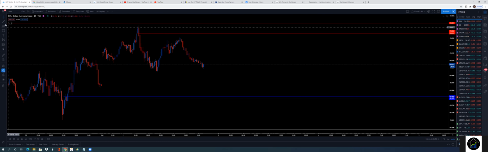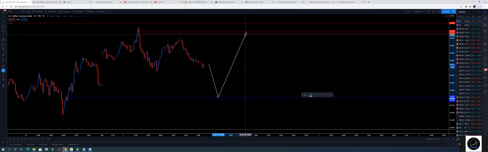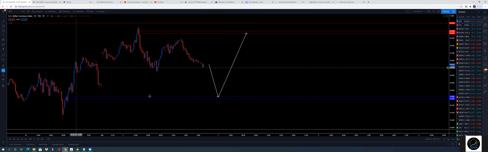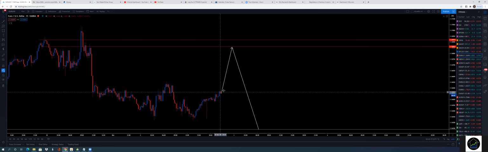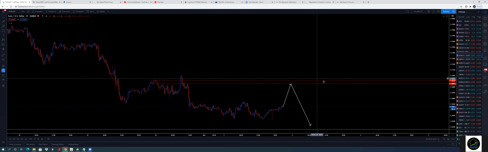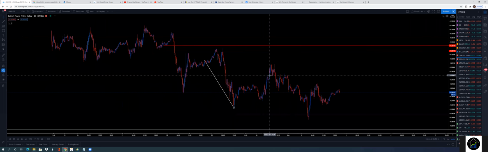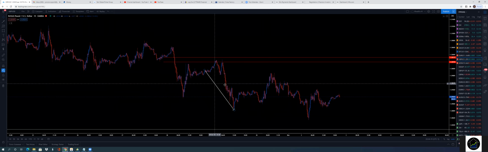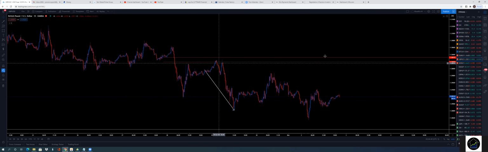Yeah, I definitely think so. That's what we'll be looking for out of EUR/USD to start the week with. We'll see how that plays out. We might get another play off of this level.